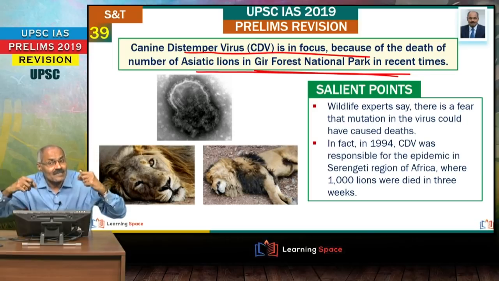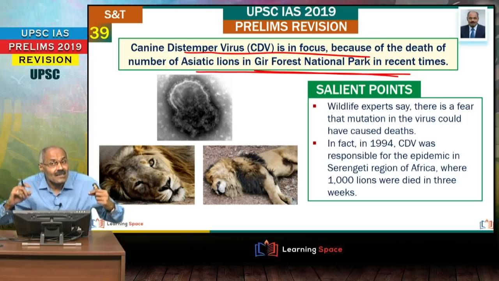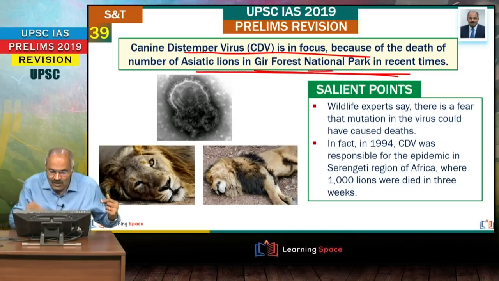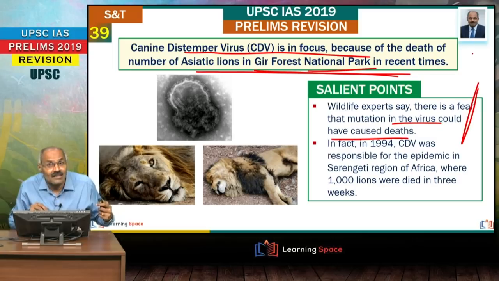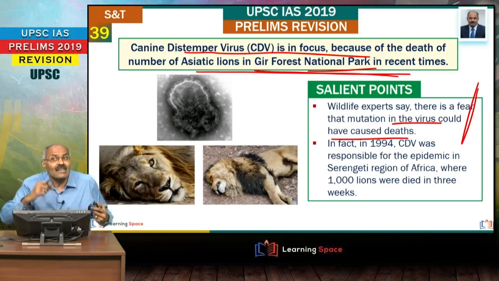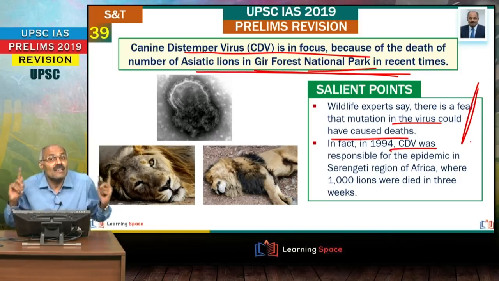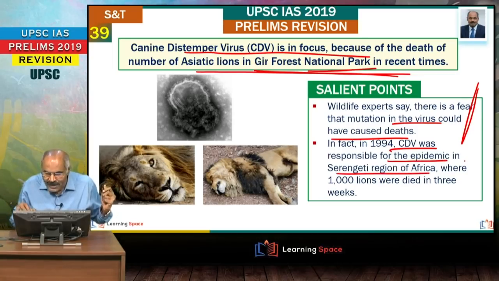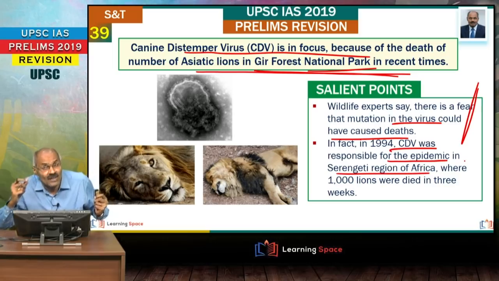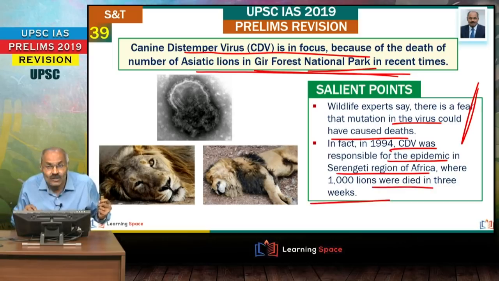Friends, at present, that means during 2018, a number of lion deaths occurred in this Gir Forest National Park, and a mutation in the virus could have caused the deaths. We are talking about canine distemper virus, or CDV. This is important from your exam perspective. In fact, around 25 years ago, canine distemper virus was responsible for an epidemic in the Serengeti region of Africa, where 1,000 lions died in a few weeks, right?